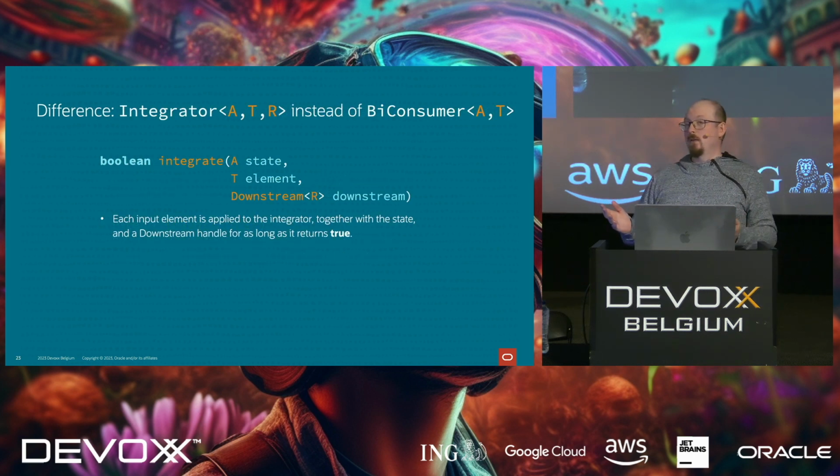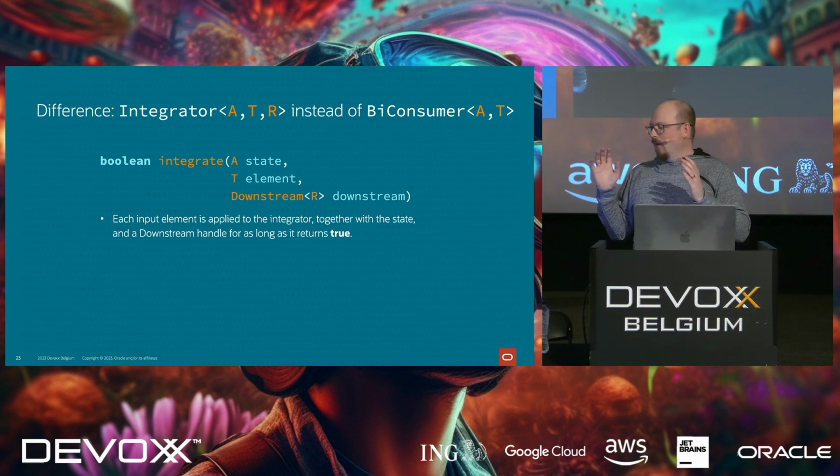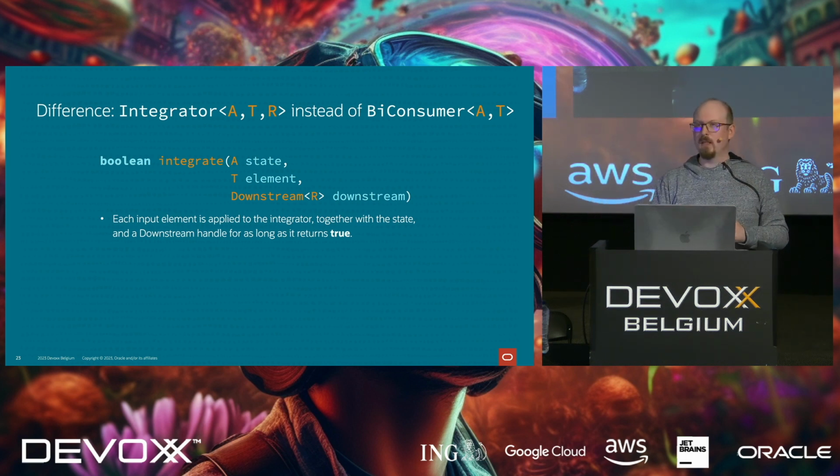And then, of course, a new name here, integrator instead of BiConsumer. I don't know which name is better, but the integrator is what is processing each element. So it's a very core component here. And it has a single method called integrate, which takes the state, the next element, and the downstream. Is this clear so far? Lots of new thingies. Just want to make sure that everybody's on board. Cool.